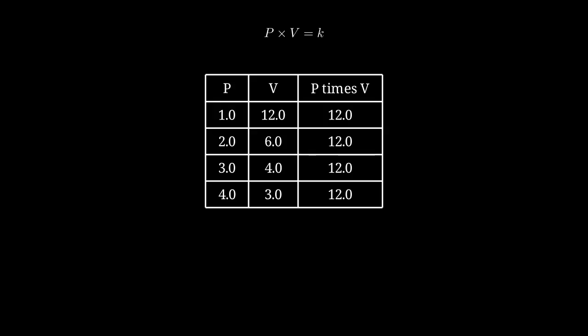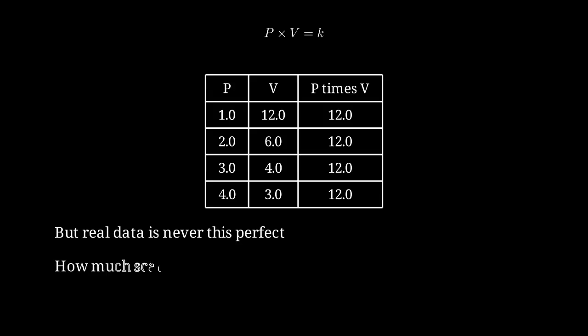This is Boyle's law. But real data is never this perfect. In reality, you might get 12.0, 11.8, 12.3, 11.9. There's scatter in the data. So here's the question. How much scatter is acceptable? How do we know if the pattern is real or just random noise?